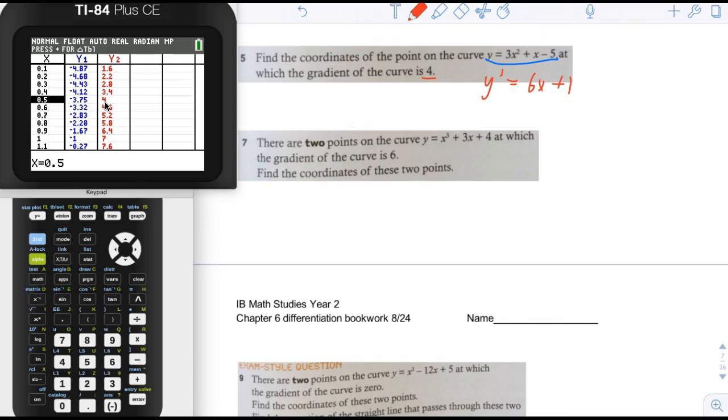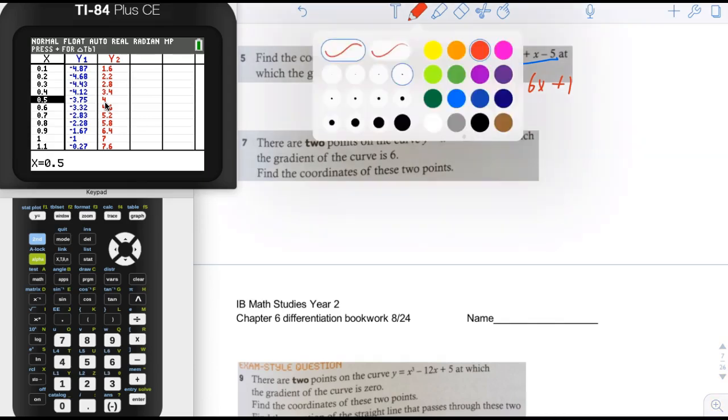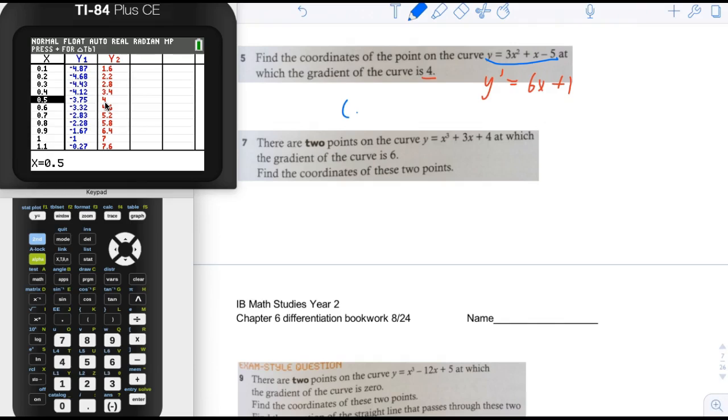So what would be the coordinates of the point where the slope is 4? It would be 0.5. I'm going to put it in blue. 0.5 comma -3.75, right? 0.5 comma -3.75. Okay, let's go to the next one.